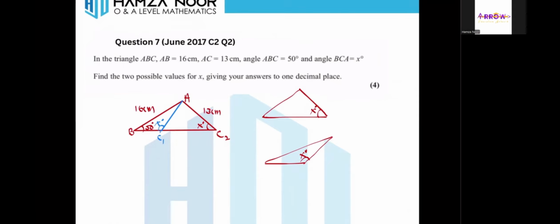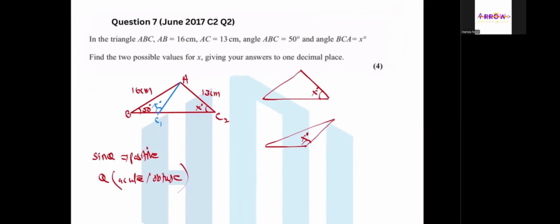You just need to find the two possible values of X. The concept behind this is that when the value of sine theta is positive, theta can be acute as well as obtuse. It can be either acute or obtuse. So this is basically the whole concept behind this.